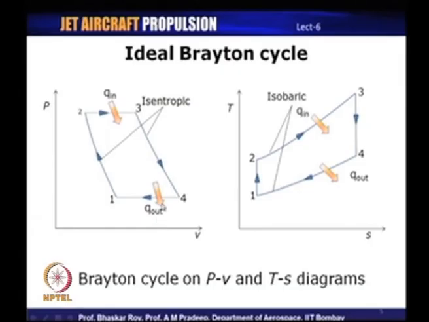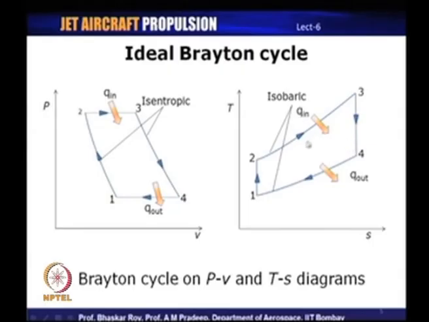So, all these 4 processes are shown here on a temperature versus entropy plot. The first process between states 1 and 2, the isentropic compression process, is a vertical line, because it is an isentropic process. So, entropy at states 1 and 2 are the same, but because it is a compression process, there is an increase in temperature. Now, during the second process, which is a constant pressure heat addition process, there is an increase in temperature. There is also an obvious increase in the entropy of the system.